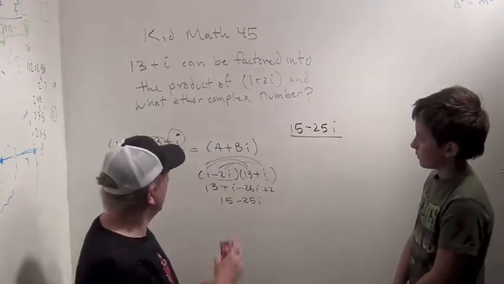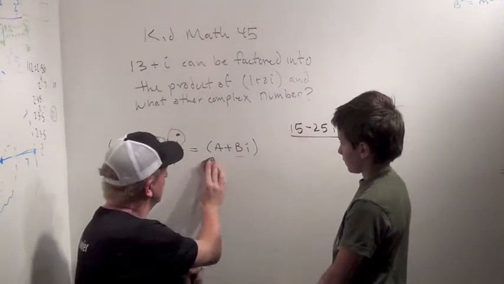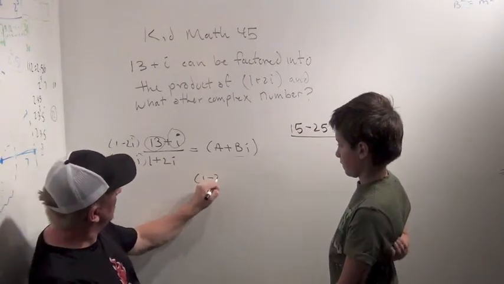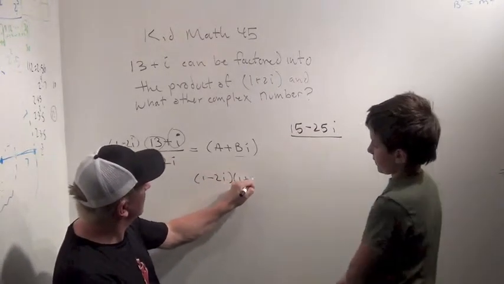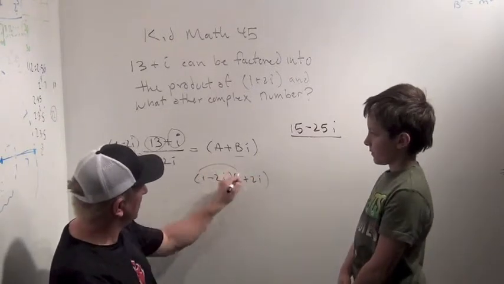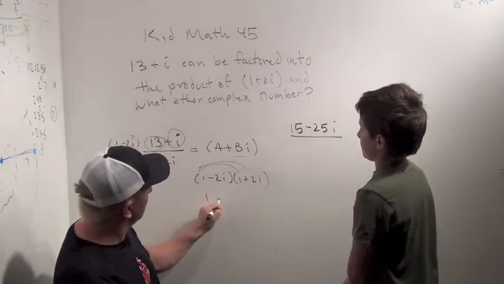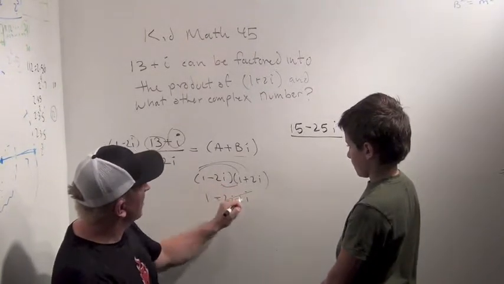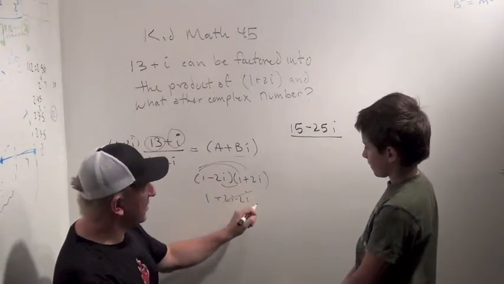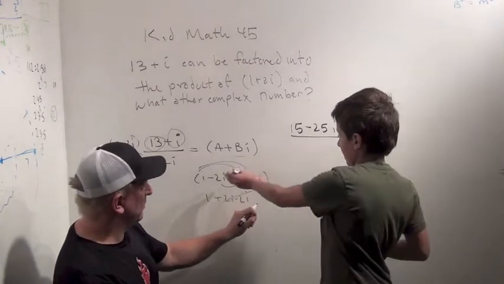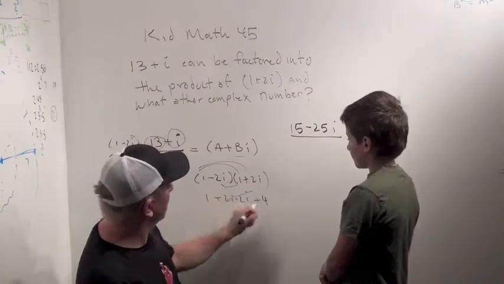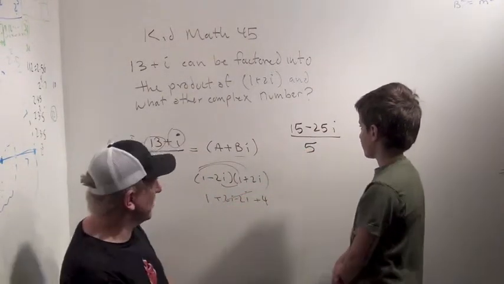And the bottom of my fraction is 1 minus 2i times 1 plus 2i. That's a good difference of squares. It's 1 plus 2i minus 2i, so those cancel. Minus 2i times 2i is minus 4, it's plus 4. So I got 1 plus 4, which is 5. So I get 15 minus 25i over 5.